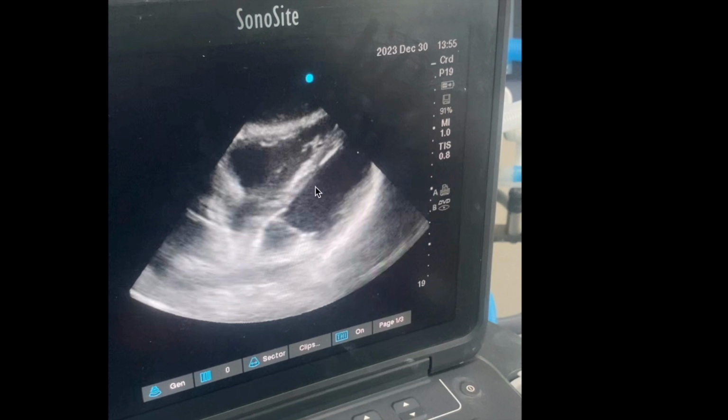Here you can see this is a left ventricle, this is the right ventricle, left atrium, right atrium, and interventricular septum, and this is a pericardium.